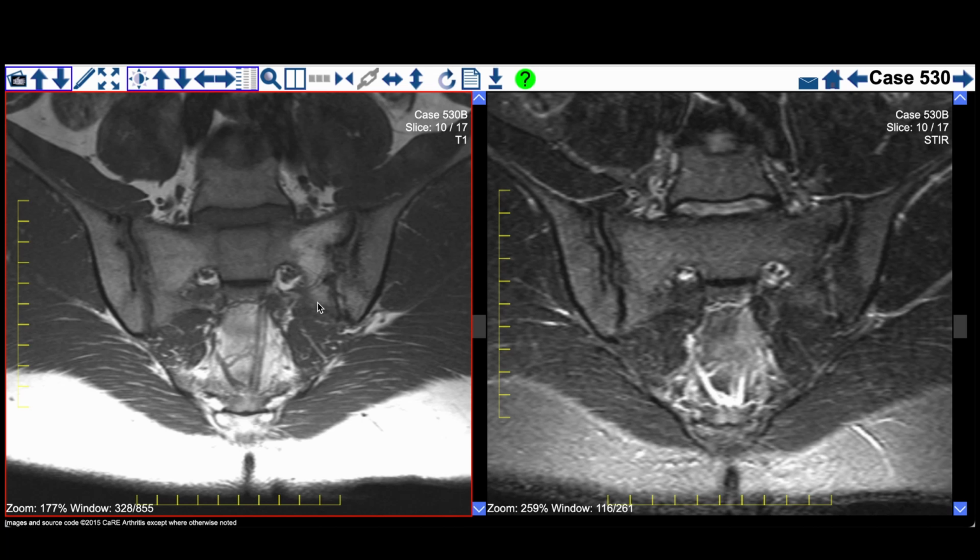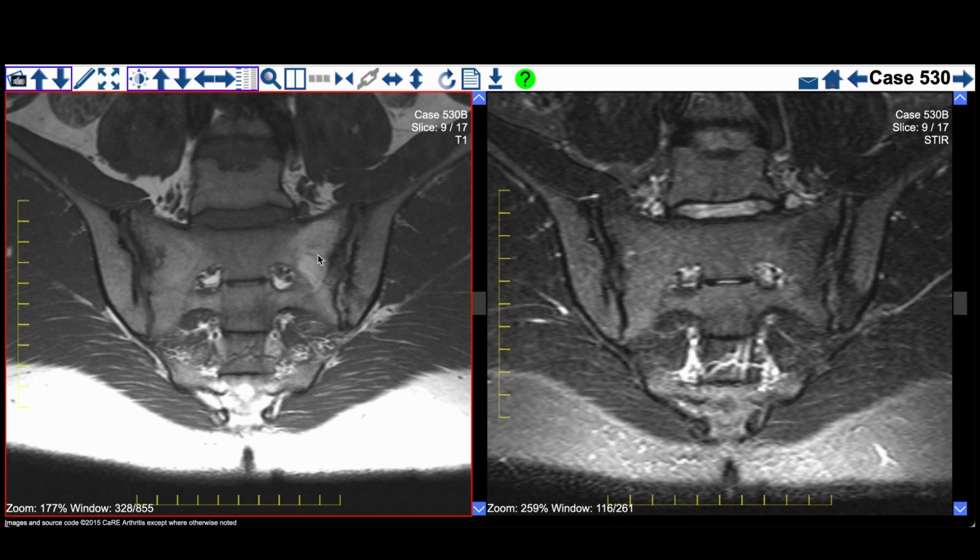This is what occurs after inflammation resolves. You can see that this is bright signal adjacent to the subchondral bone of the sacrum. It is homogeneously bright and it has a distinct border. And this is what is characteristic of post-inflammatory fat metaplasia.